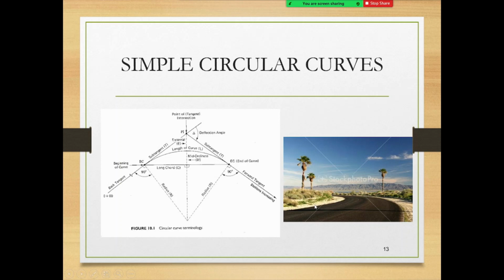Okay, then we'll discuss the types of curves. The number one is simple circular curves. A simple circular curve is, now you know there is a tangent that's called the back tangent, and there's another tangent that's called a forward tangent, and we connect these two tangents using a circular curve. So that is called a simple circular curve, like this.